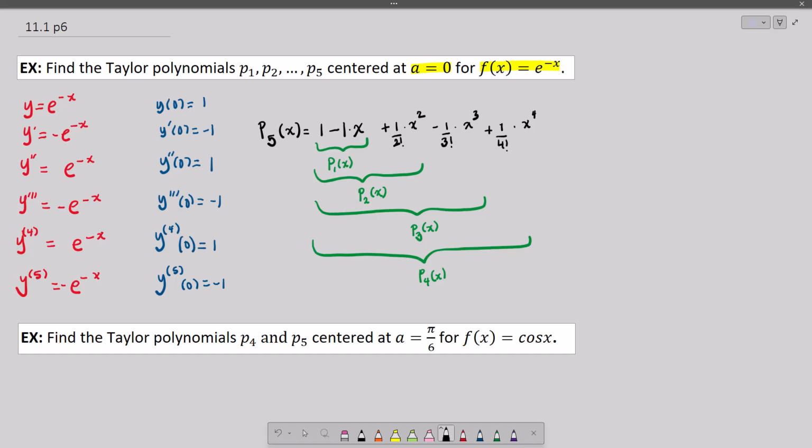And then p sub 5, finish it off. Our last derivative at a value of negative 1. So it's negative 1 times x to the 5th. And we're going to divide by 5 factorial. That is p sub 5.